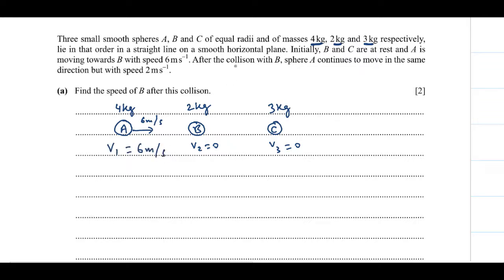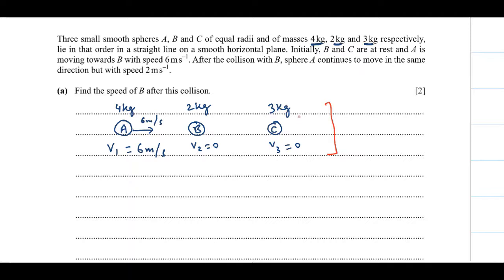All right. Now, after the collision with B, so A moves in this direction and it's going to collide with B at some point. Now, after this collision, sphere A continues to move in the same direction but with speed 2 meters per second. So first of all, let's find out what is the total momentum in the first case.